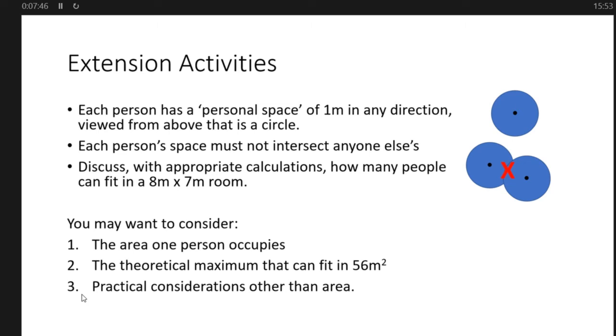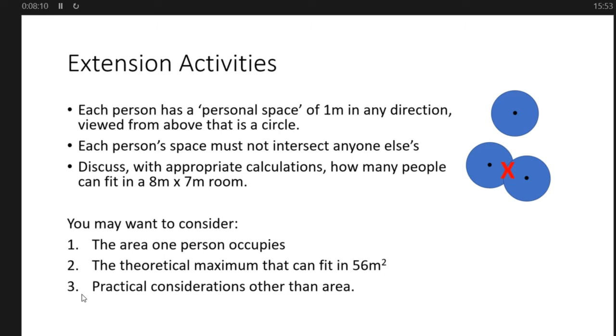What I want you to do is to discuss, so I want you to explain and write your answers as a sentence, as a paragraph, with appropriate calculations, how many people can fit in an 8 meter by 7 meter room. Now, things you may want to consider looking at to get yourself started is the area that one person occupies, and therefore work out what the theoretical maximum that could fit into 56 square meters.